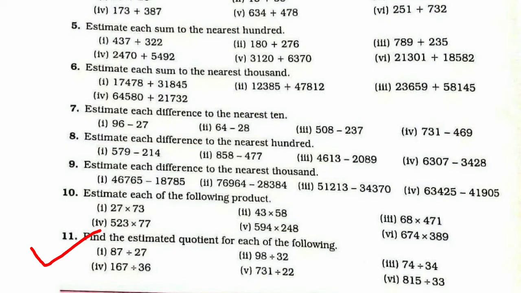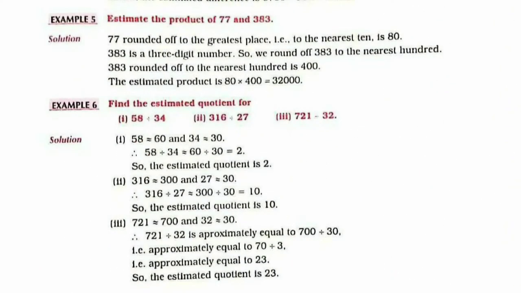Let us look at question number 11. Find the estimated quotient for each of the following. First part, 87 divided by 27. Before solving this question, let us look at the example. Example number 6. Find the estimated quotient for 58 divided by 34.